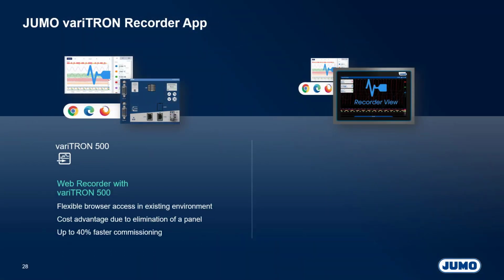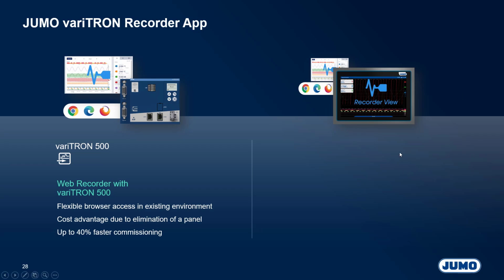Then I have one very innovative and special thing, and that's the recorder app. As I said, variTRONs can record the data in the background, but to visualize them, we need our new recorder app. And with our DIN-Rail PLC variTRON 500, it's possible to do it with our web recorder. So it's a flexible browser access in existing environment. We have a cost advantage due to elimination of a panel and up to 40% faster commissioning.